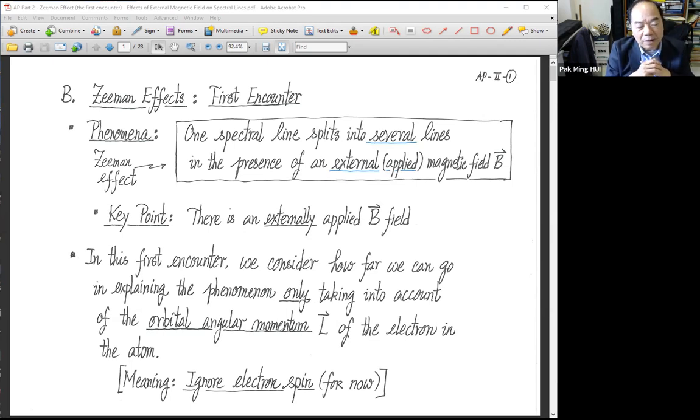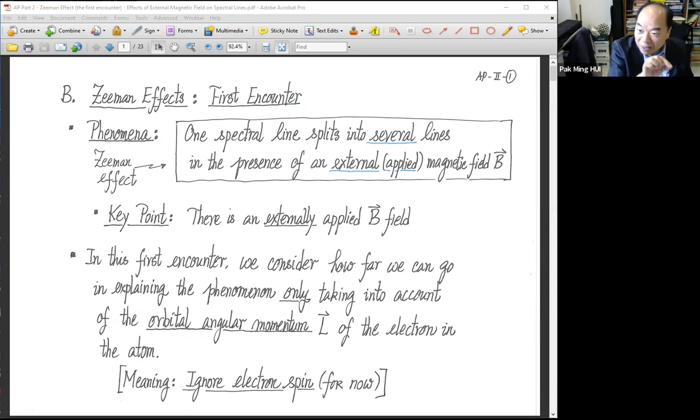The Zeeman effect corresponds to the following broad phenomenon. When we apply an external magnetic field, we are talking about B fields, to an atom, and then we measure the spectral lines again, we see that originally one line splits into several. That several may be 3, but even worse, sometimes maybe 6, maybe 10.